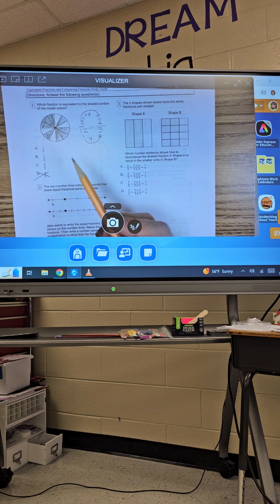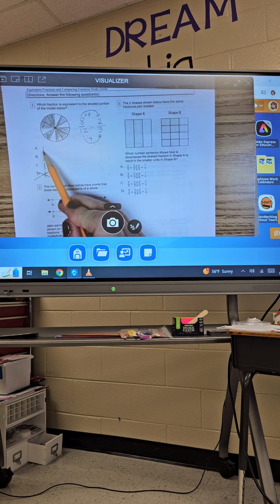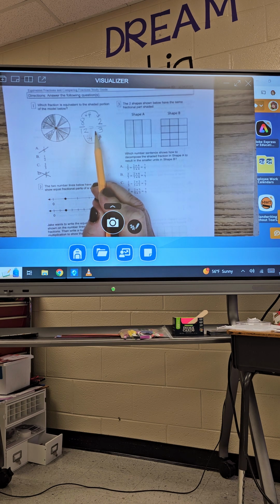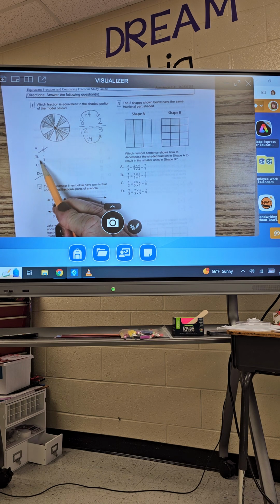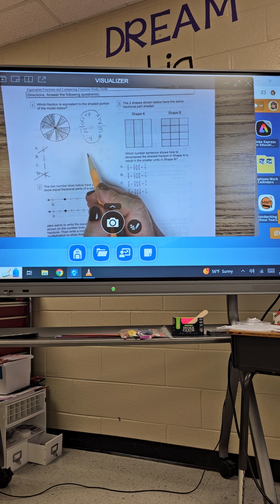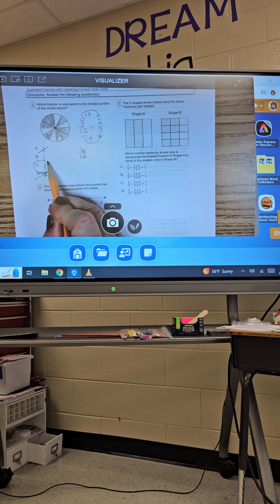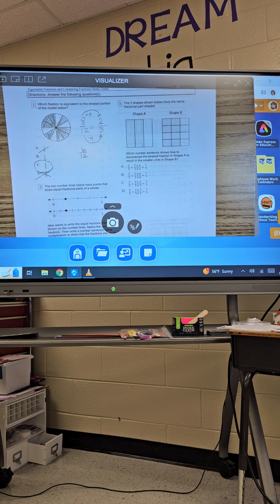Okay, I'll look over at my answers. 1/3 is not an equivalent fraction because 2/3 is the equivalent fraction. 2/3 and 1/3 are not equal. 1/2 is not going to be an equivalent fraction because I know that half of 12 is 6. 6/12 and 8/12 are not equal. So the only answer that I can get is 2/3.